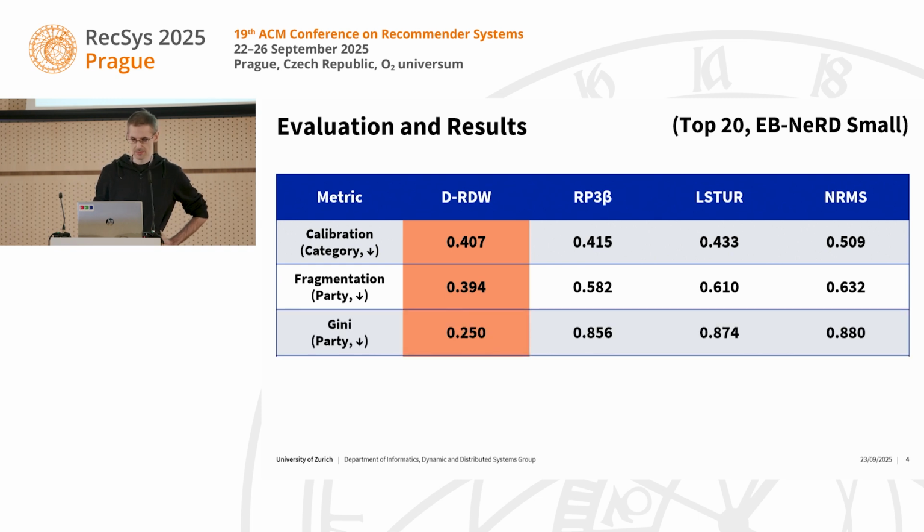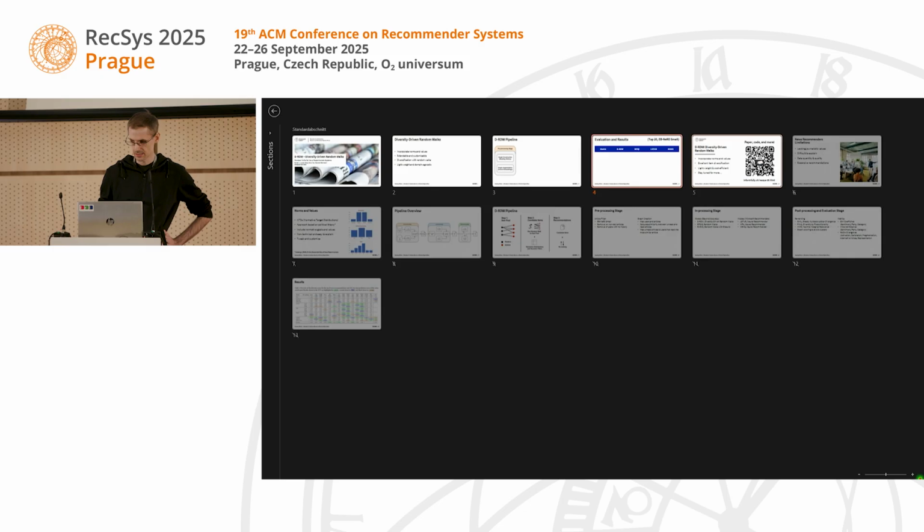Gini, a baseline diversity metric: we see that we actually achieved the lowest Gini value. So if you look at party, this means that we very much have an equal distribution of all the parties in the political space.